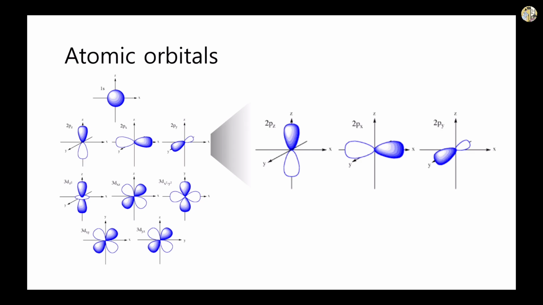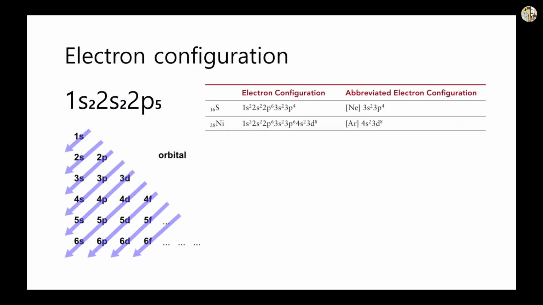Now, using these orbitals, we'll try to write down the electron configuration of an atom. Before doing this, we have to look at the Pauli exclusion principle. No two electrons in the same atom can have identical values of all 4 quantum numbers. In the electron configuration, the number of electrons in each sublevel is expressed. In this example, 1s2, 2s2, 2p5, we can see that there are 2 electrons in the 1s and 2s sublevels, and 5 electrons in the 2p sublevel.